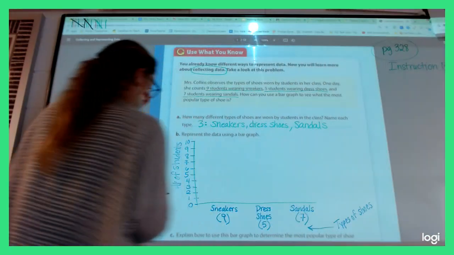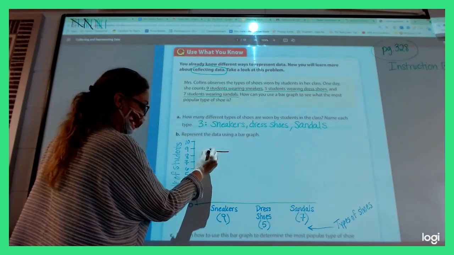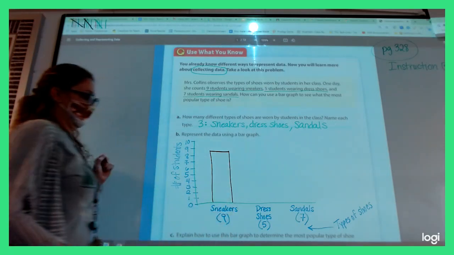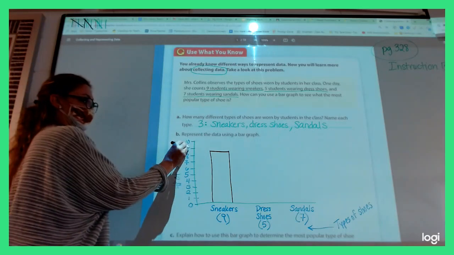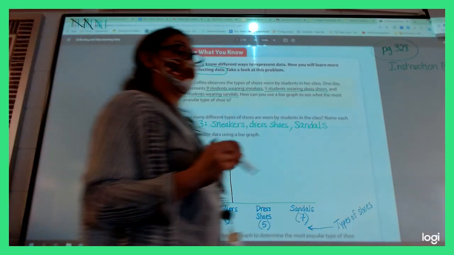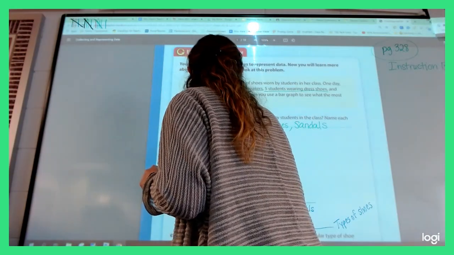So here's how I do this. I find my 9 and draw a line, and then I connect it all the way down to my sneakers. The most important part is that it looks like it's at the 9. You can shade them in, you don't have to. I'm going to shade mine in a little so it looks bolder.